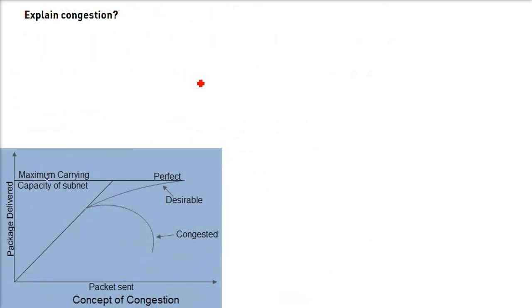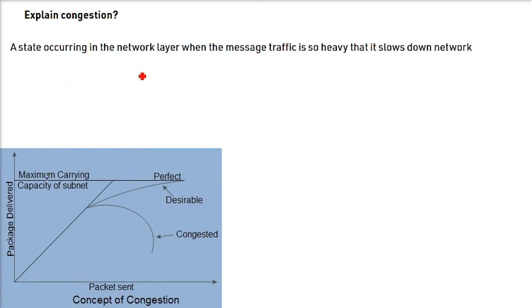Explain congestion. Congestion: when you feel cold, in your nose you feel congested. Your throat also, the lungs also feel congested. That is, something is blocking something. So congestion is all about the network, say a passage that is blocked or overwhelmed by packets. It is a state occurring in the network layer. This is about the network layer we are talking about. It is when the message traffic is so heavy that it slows down the network.